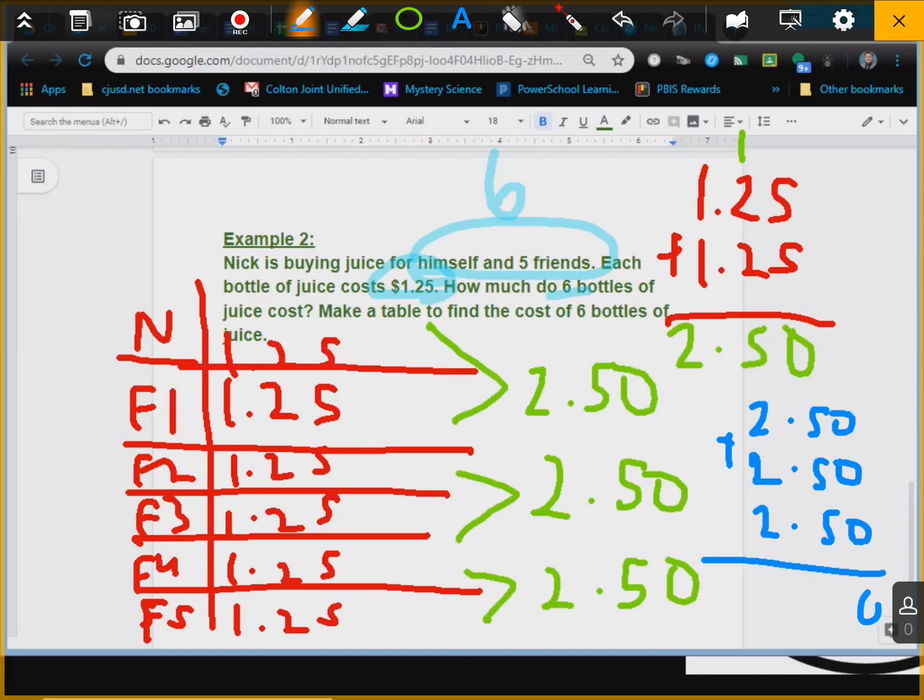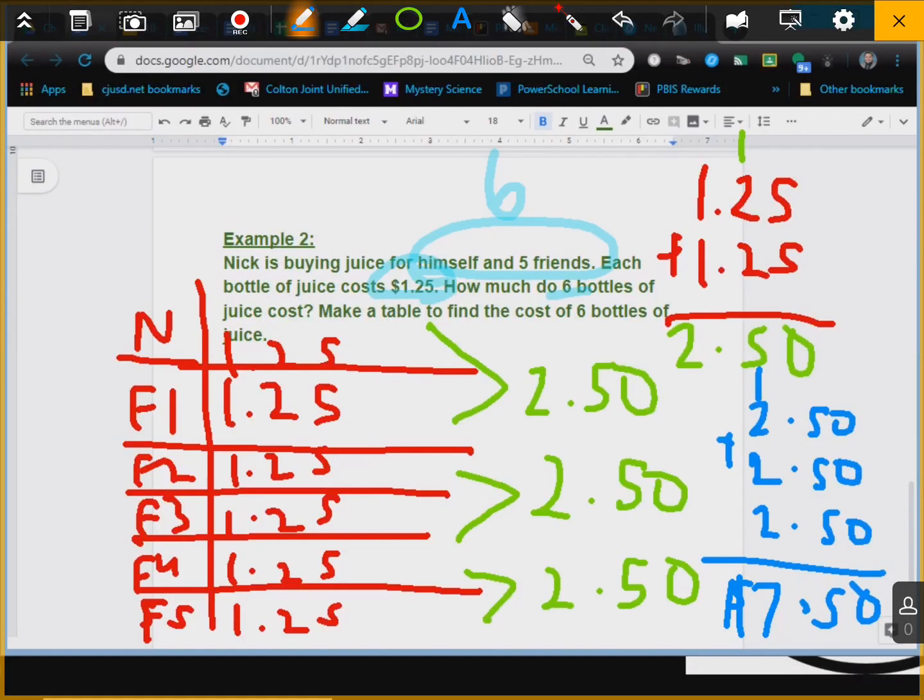0 plus 0 plus 0 is 0. 5 plus 5 is 10, plus 5 is 15. Carry the 1, bring down your decimal. 1 plus 2 is 3, plus 2 is 5, plus 2 is 7. So we know it's going to be $7.50 for 6 bottles.